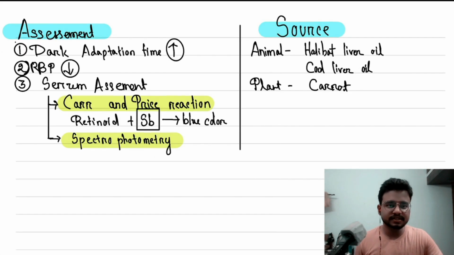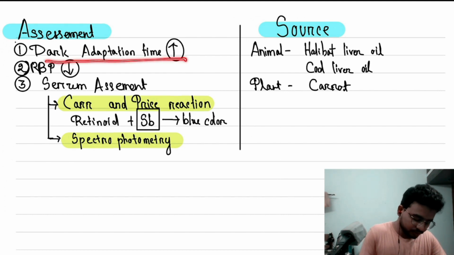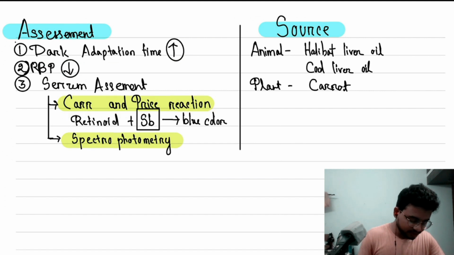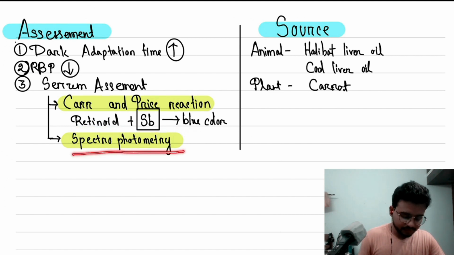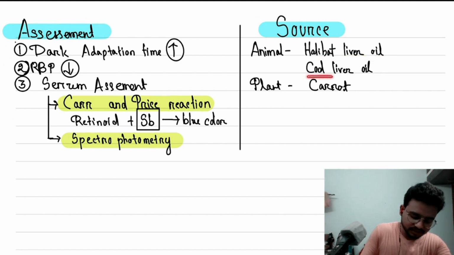How can we assess vitamin A deficiency? It can be done by dark adaptation time, which is increased, and the retinol binding protein quantity is decreased, and also we can do some serum assessment. The serum assessments are of two types. One is the Carr-Price reaction, in which the retinoids are bound to antimony trichloride, which gives a blue color. And the other one is spectrophotometry. The richest source of vitamin A is halibut liver oil, and the second richest is cod liver oil.